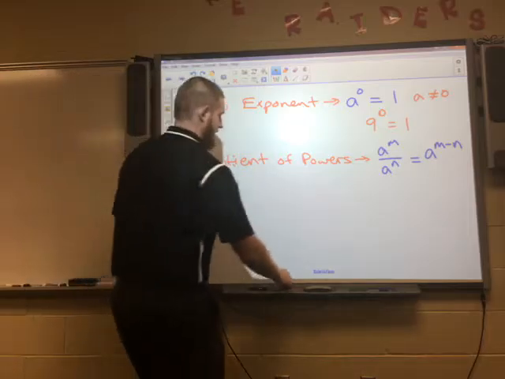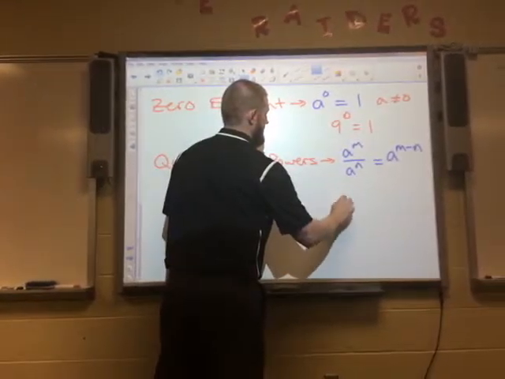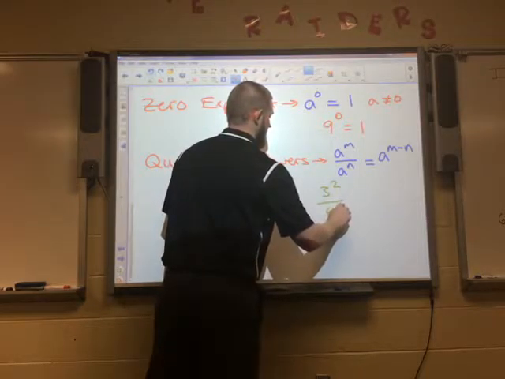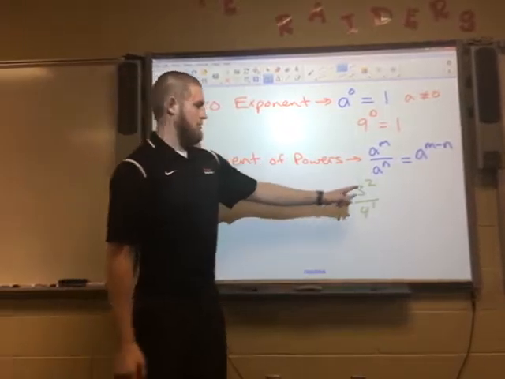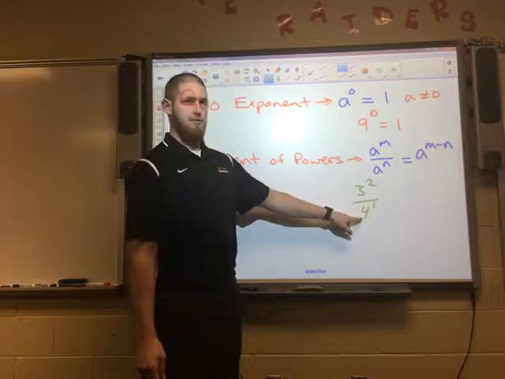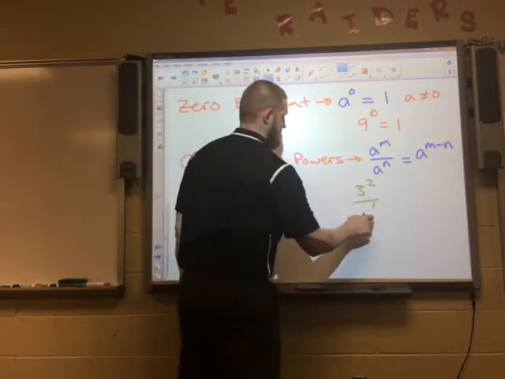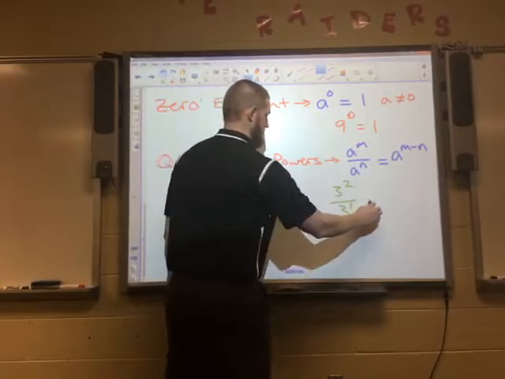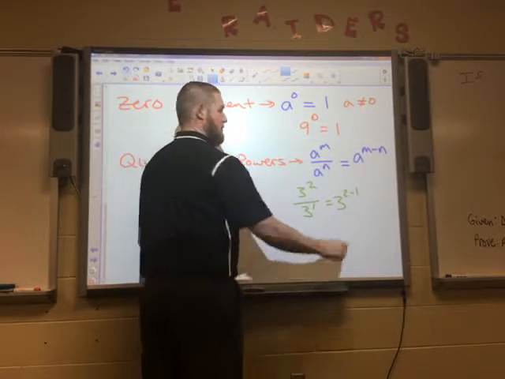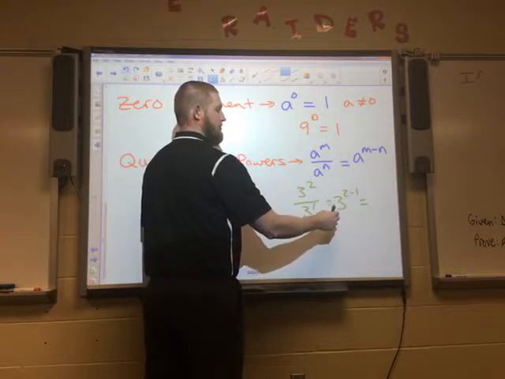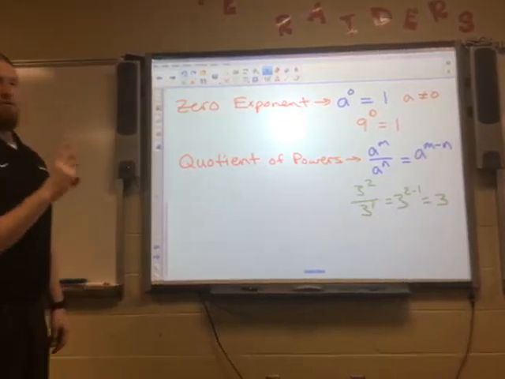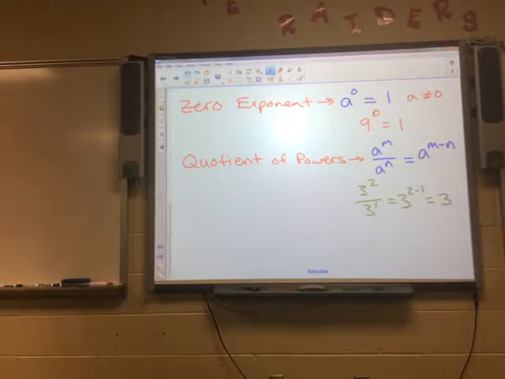Okay, so an example of this, now I'm going to do one that doesn't work. If I have 3 to the second over 4 to the first, can I do 3 to the 2 minus 1? No, because that's a 3 and that's a 4, right? Okay, but if this was a 3, now this would be equal to 3 to the 2 minus 1, right? Which is just 3 to the first, which is 3. Okay, so we're not going to do all of these with variables either. We're going to be using numbers.